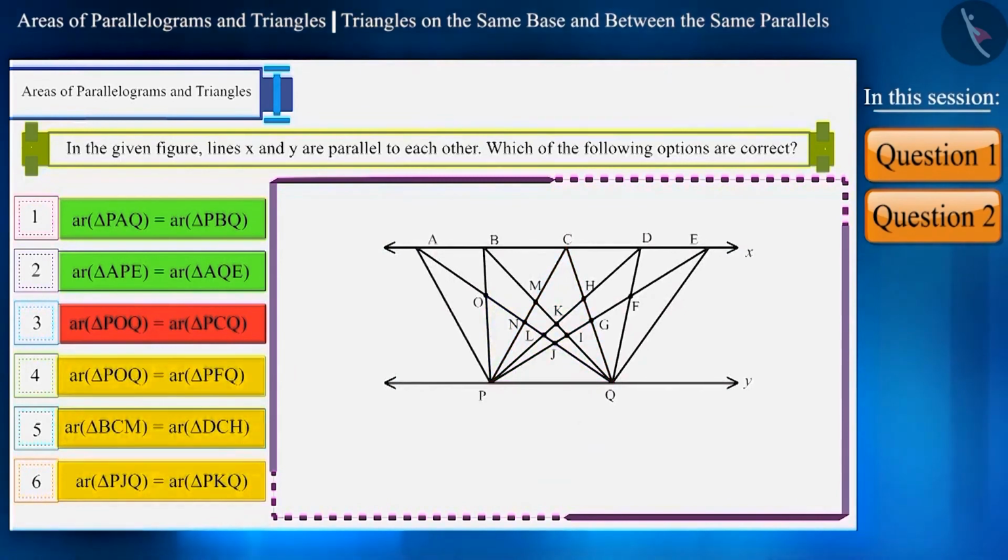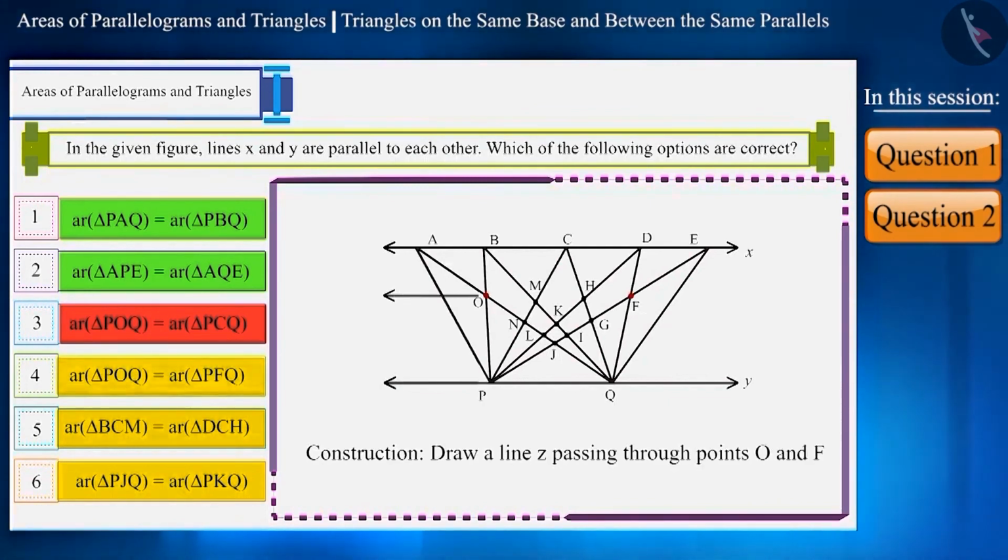Similarly, you can compare all the other options yourself or with your friends. Before ending this session, let me give you a hint for the fourth option. Draw a line passing through points O and F and call this line Z. Line Z will be parallel to line Y.